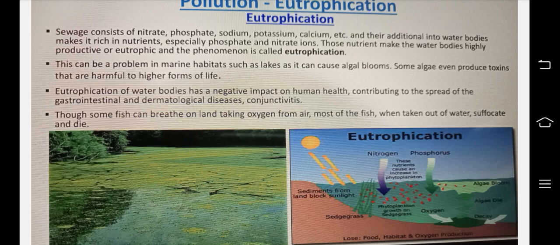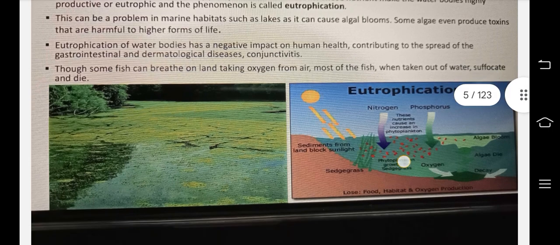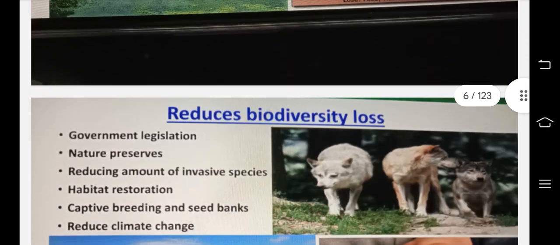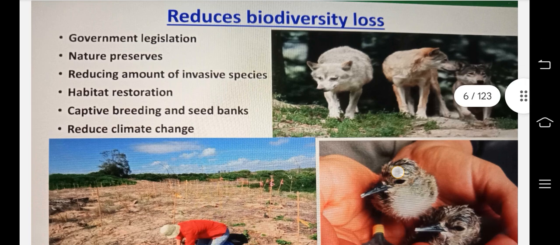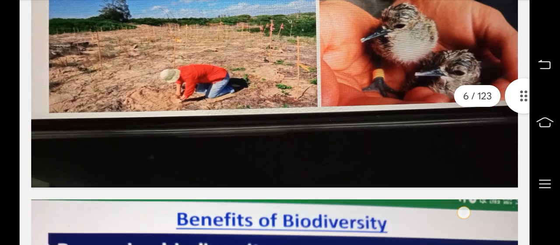Eutrophication of water bodies has a negative impact on human health, contributing to the spread of gastrointestinal and dermatological diseases and conjunctivitis. Though some fish can breathe on land, taking oxygen from air, most fish, when taken out of water, suffocate and die. And then, how to reduce biodiversity loss: government legislation, nature preserves, reducing the amount of invasive species, habitat restoration, captive breeding, seed banks, and reducing climate change.